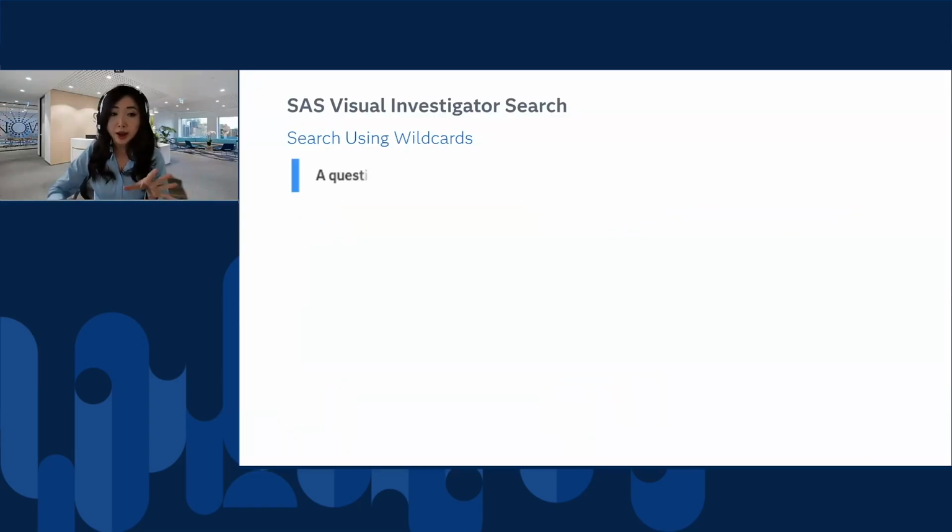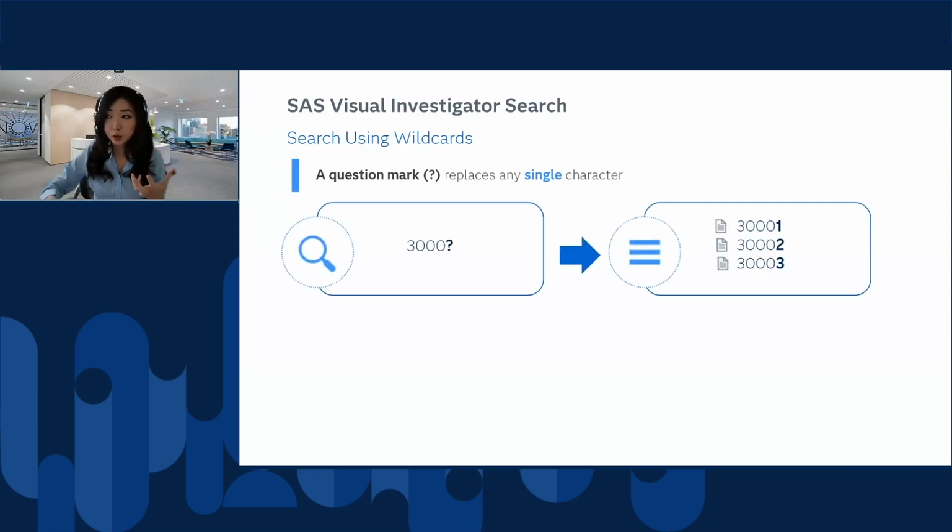Now, while an asterisk will replace 0 or more characters, a question mark replaces a single character. So it's going to refine your search a little bit more while still giving you the flexibility of not knowing the exact string to search for. Here I'm searching for 3000 question mark, and that's bringing back all of the documents or all of the objects containing 30001, 2, or 3, where that question mark wildcard is.